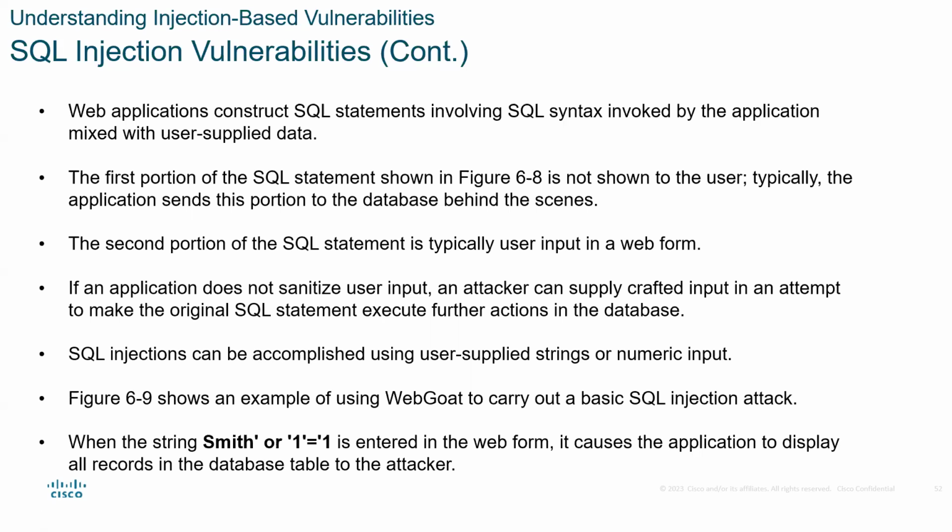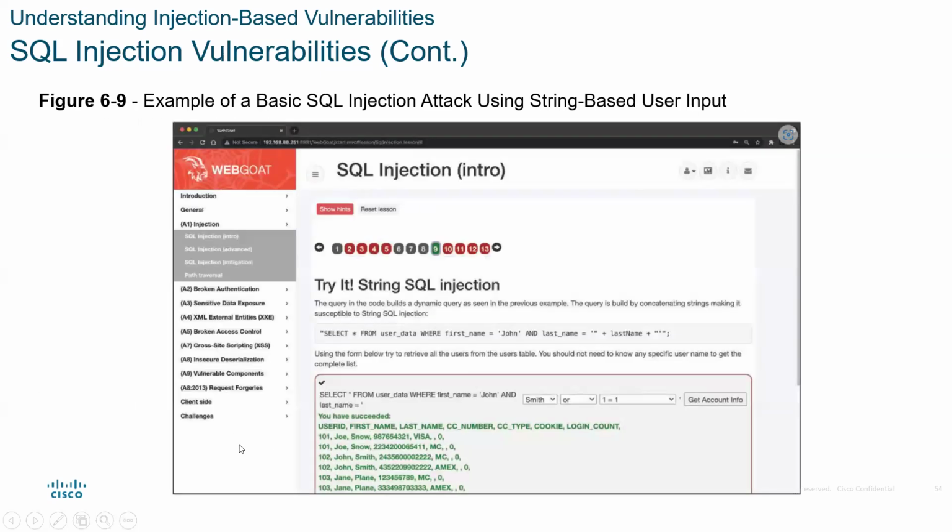SQL injection can be accomplished using user-supplied strings or numeric input, something like this. When the string Smith or 1=1 is entered in a web form, it causes the application to display all records in the database table to the attacker. So I'm looking for Smith, and 1=1 means true. When these two statements are true, it's going to display every detail of any record like Smith.